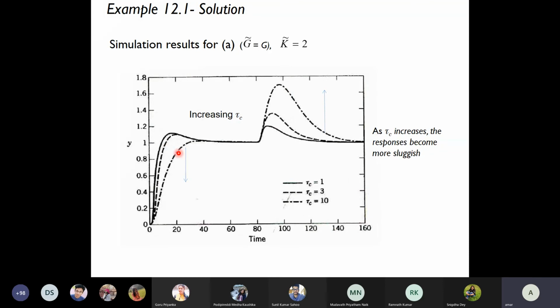Tau c is basically the tuning parameter. If tau c value increases, then the sluggishness will increase, so the closed loop response becomes sluggish. As tau c decreases, the closed loop response becomes faster. And with tau c 1, this is basically the closed loop response. Similarly, this part is the disturbance rejection. In this disturbance rejection, for tau c is equal to 10 the disturbance rejection performance is pretty poor, whereas for tau c is equal to 1 it is quite okay.